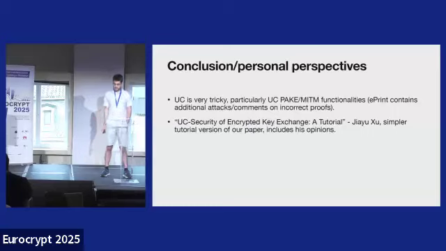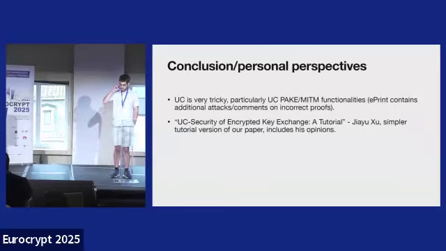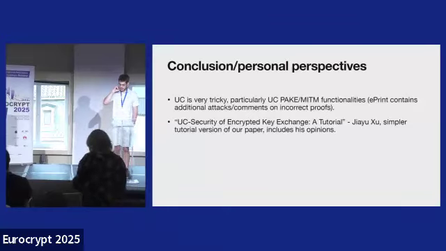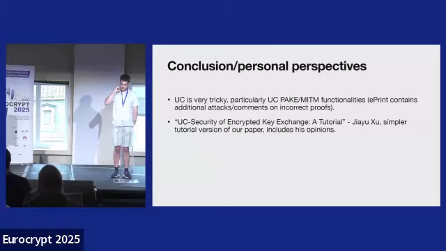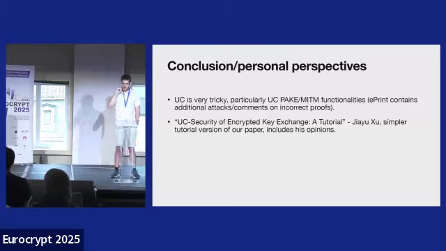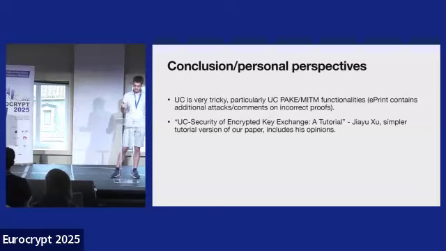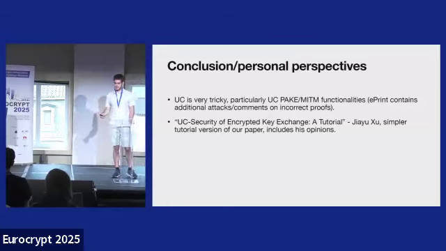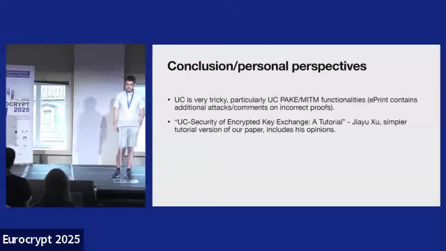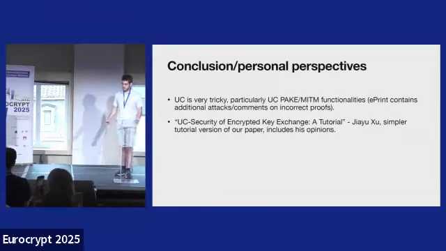Okay, so conclusion and maybe a little bit of a personal perspective. The key takeaway for me here is that UC is very tricky, particularly these UC-PAKE functionalities, and the complexity of them and the fact that you're using a man-in-the-middle adversary. This is a very strong capability. So the ePrint contains a lot more detail on additional attacks and incorrect proofs in the literature.